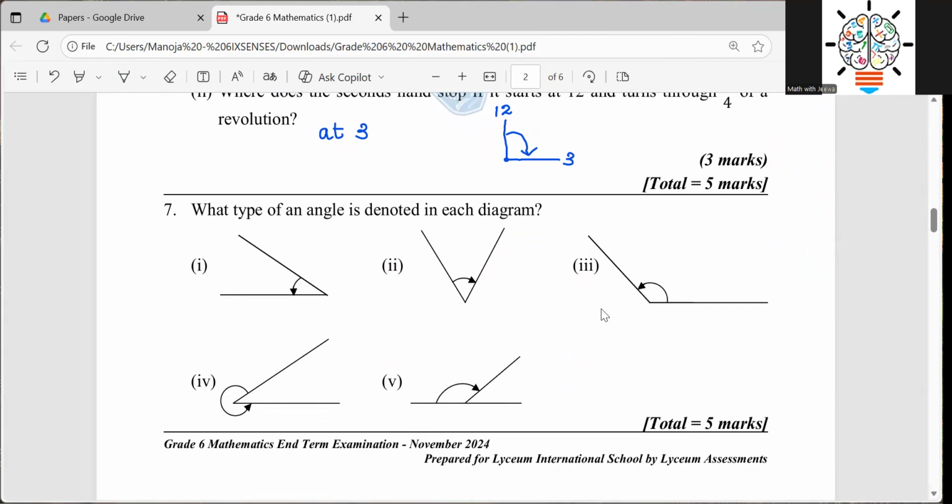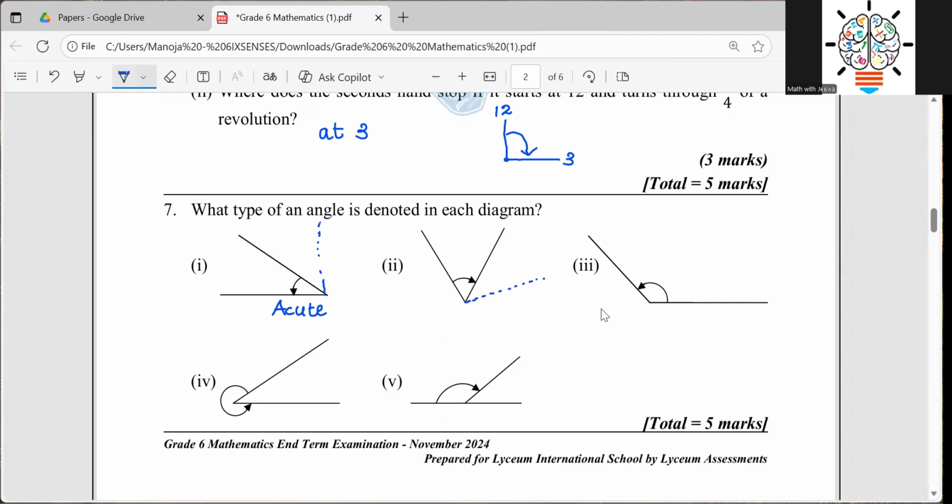What type of angle is denoted in each diagram? Children, you want to understand this. Here, if it is less than 90, so this should be an acute angle. You just write this as acute angle. And here also, if you draw the 90 degree angle like this, it is less than that, so it is an acute angle, right? This one you can see is more than 90 degrees. Therefore, this is an obtuse angle.